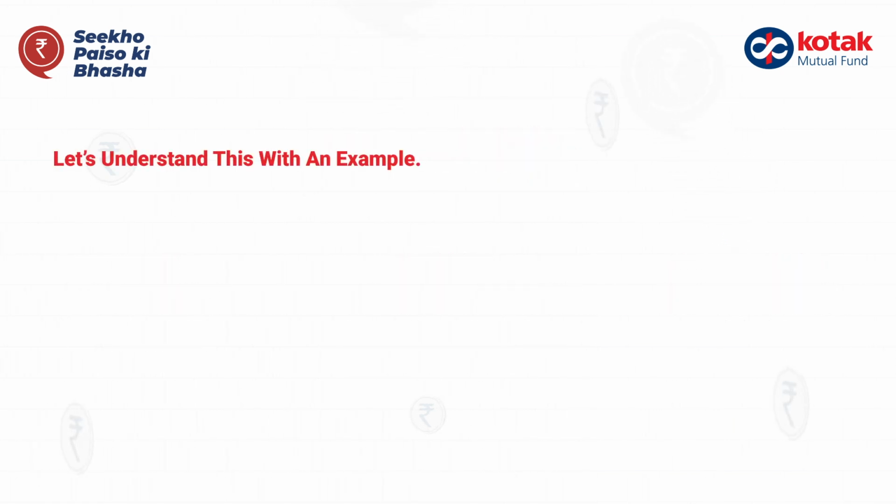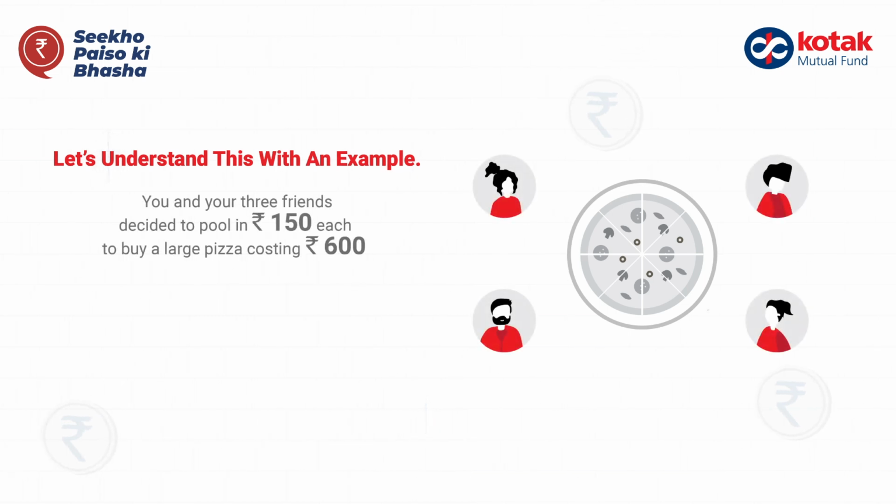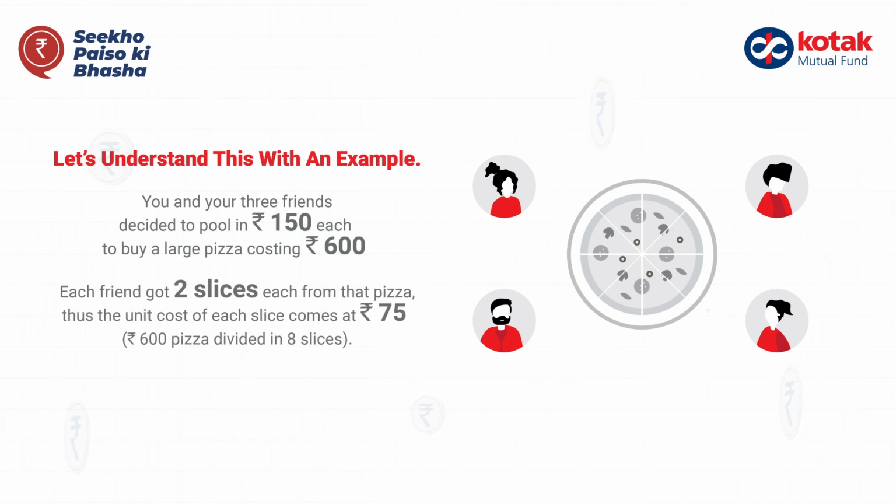Now let's understand this with an example. You and your 3 friends decided to pull in 150 rupees each to buy a large pizza costing 600 rupees. Each friend got 2 slices each from that pizza. Thus, the unit cost of each slice comes at 75 rupees. That is 600 pizza divided in 8 slices.